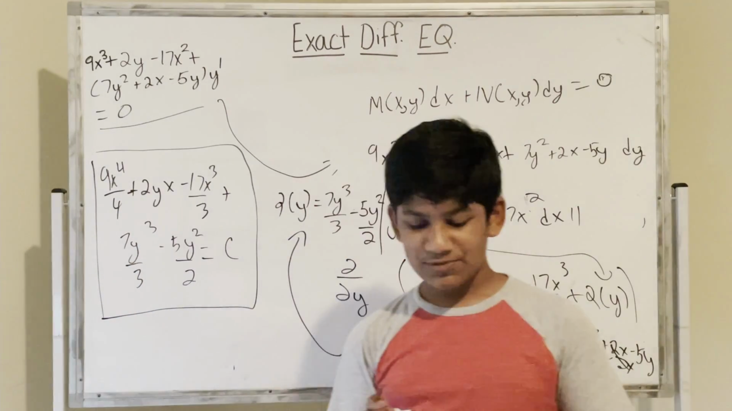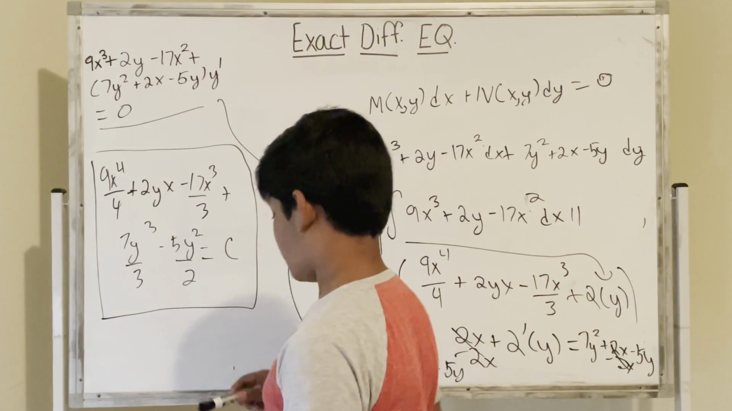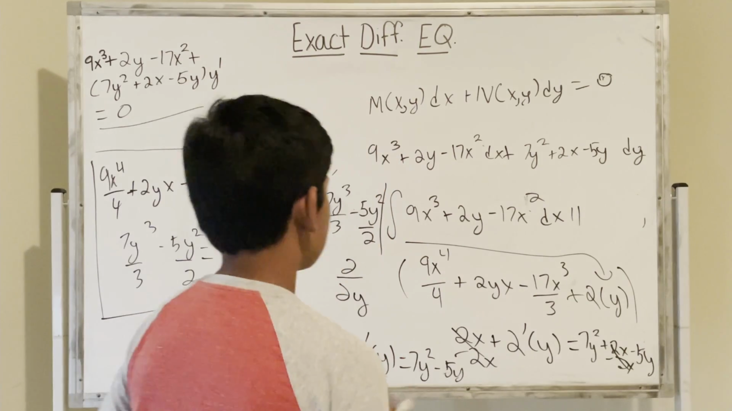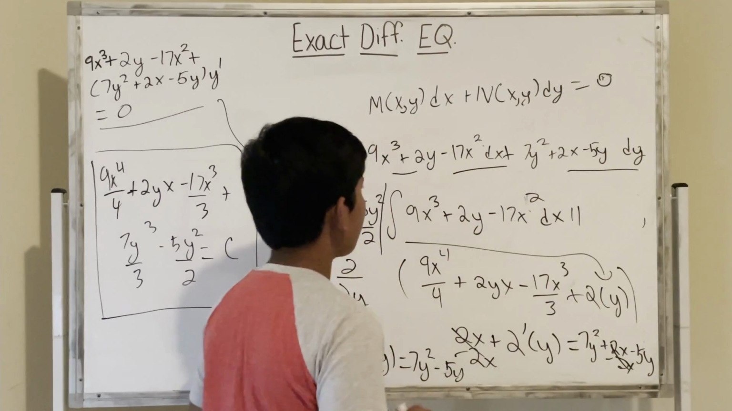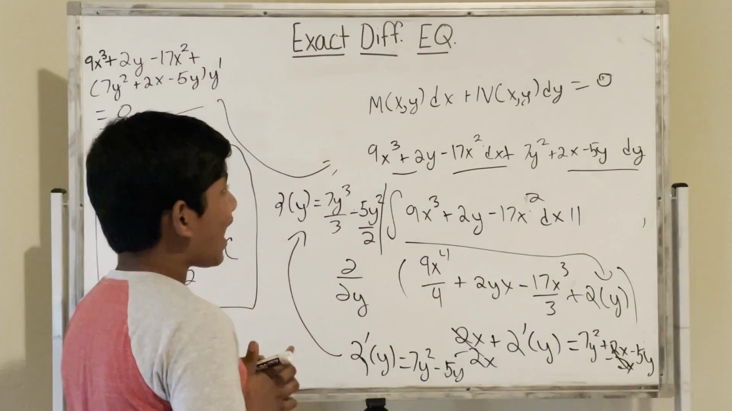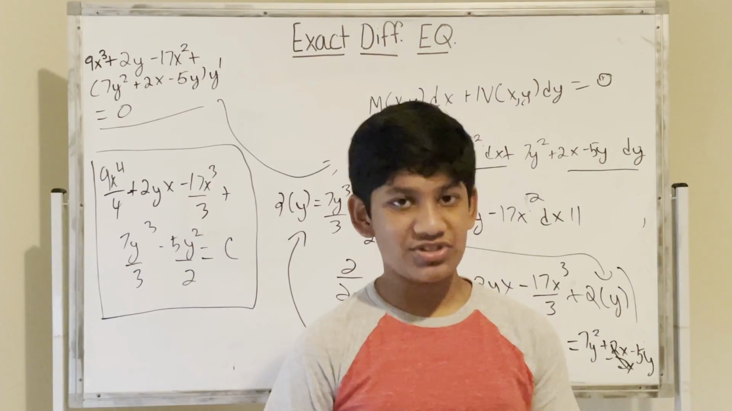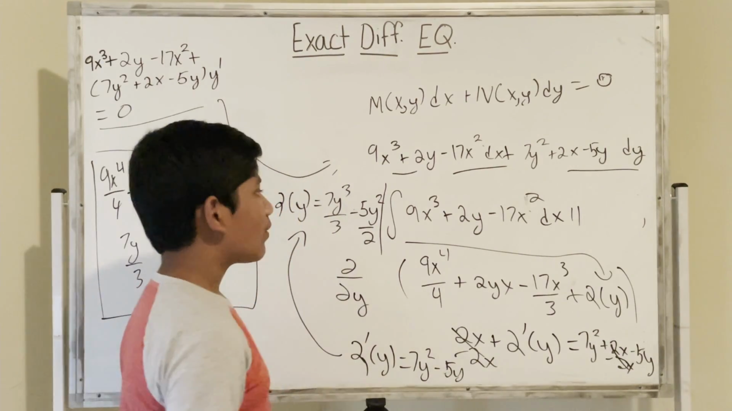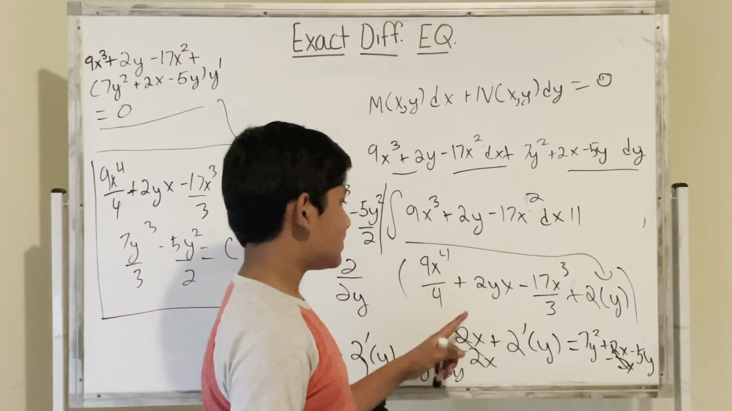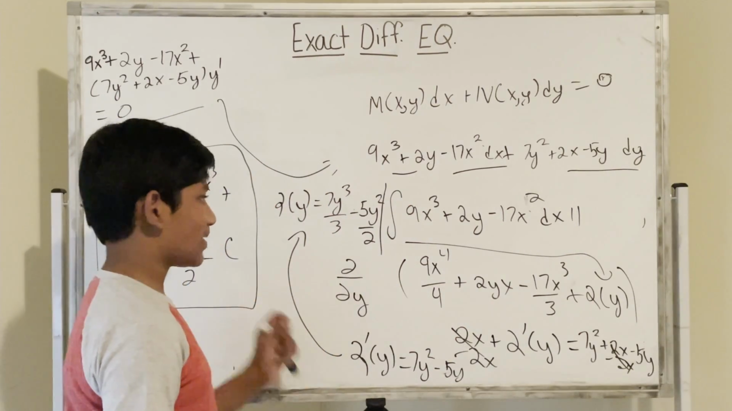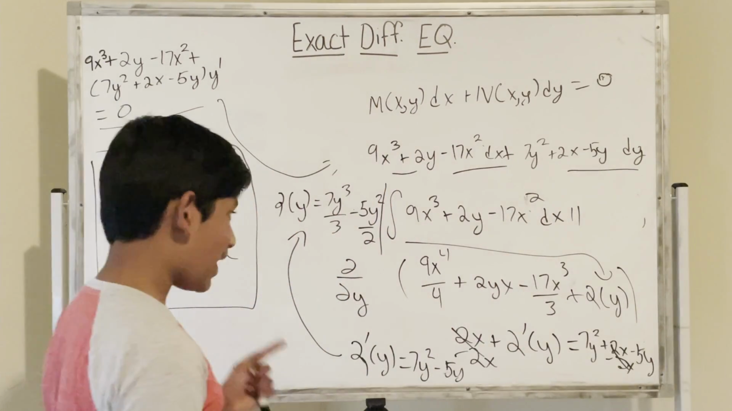So let's review the steps which we have just done, because it's actually been a lot of work. So first, we had our problem. And we took the integral of m of x, y, but before that we tested for exactness, and we got 2 is equal to 2, which is obvious. Then we integrated m of x comma y, and we got this value. Then we took the partial derivative with respect to y. Since we took the integral with respect to x, we're taking the partial derivative with respect to y.